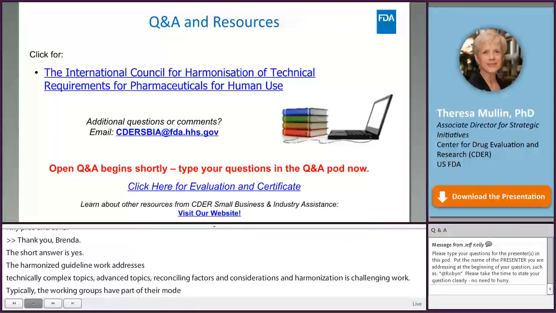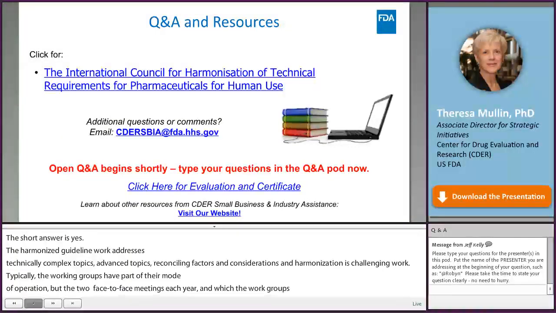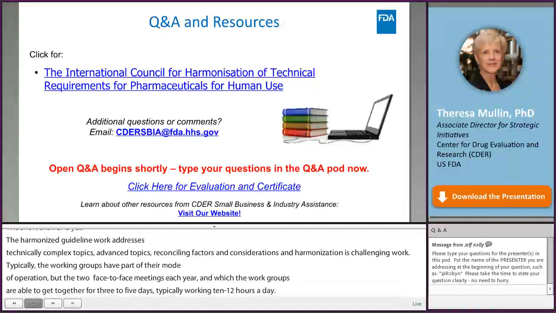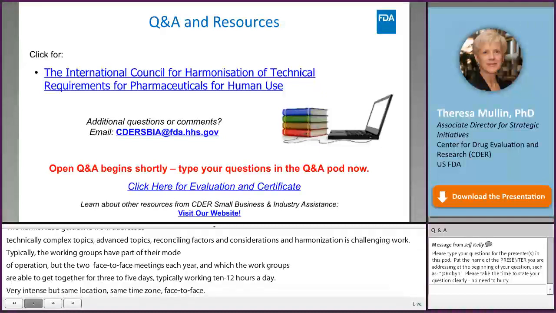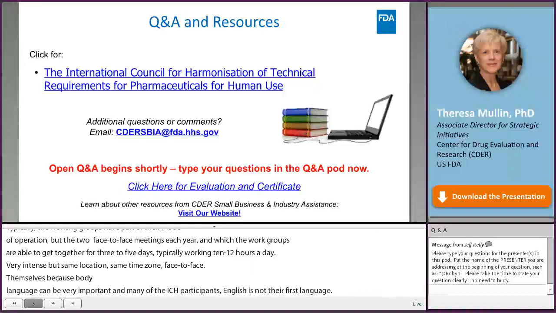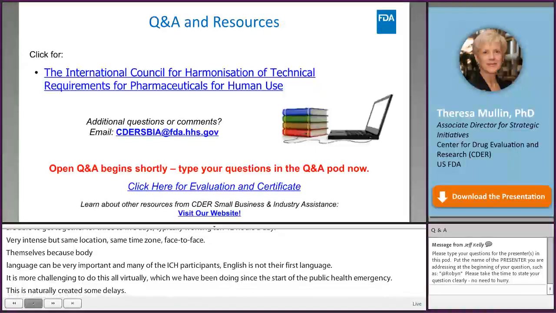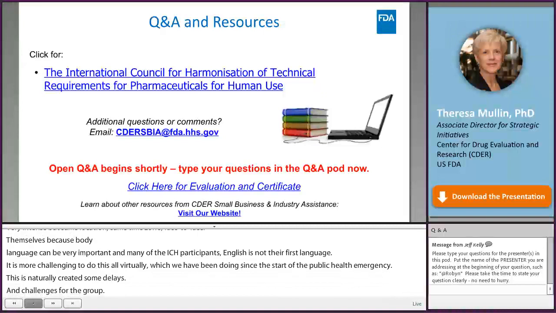It's very intense, but they're in the same location, same time zone, face-to-face, and this helps because body language can be very important for many of the ICH participants. English is not their first language, and so it's more challenging to do this all virtually, which we've been doing since the start of the public health emergency. So this has naturally created some delays and challenges for the groups. I think we've all gotten very familiar and facile with many virtual platforms. People have gotten probably maximizing the use of these platforms, but it is delaying things.